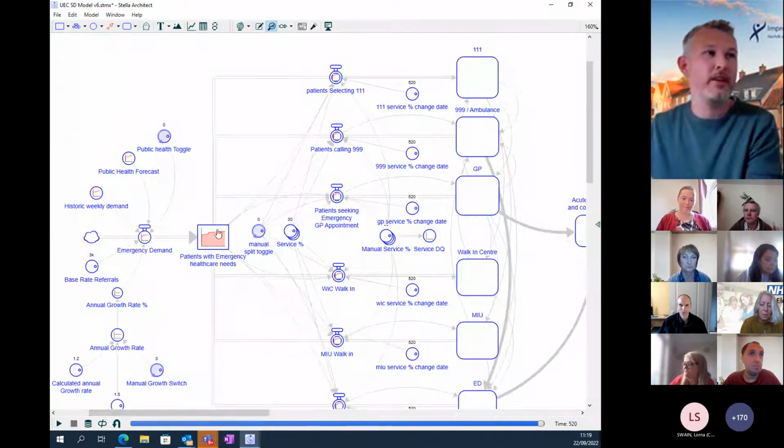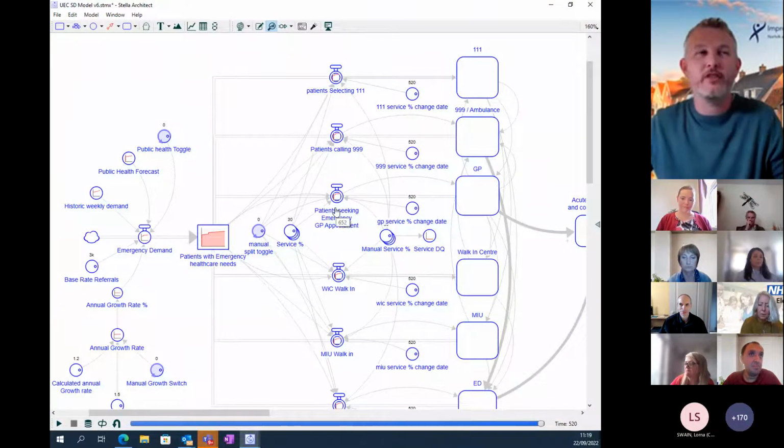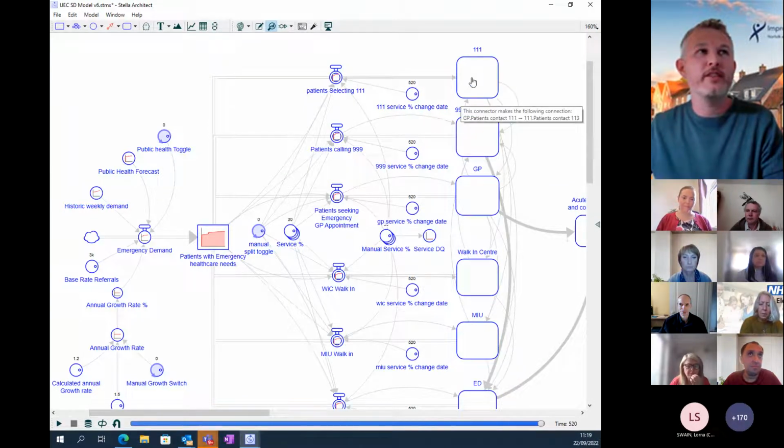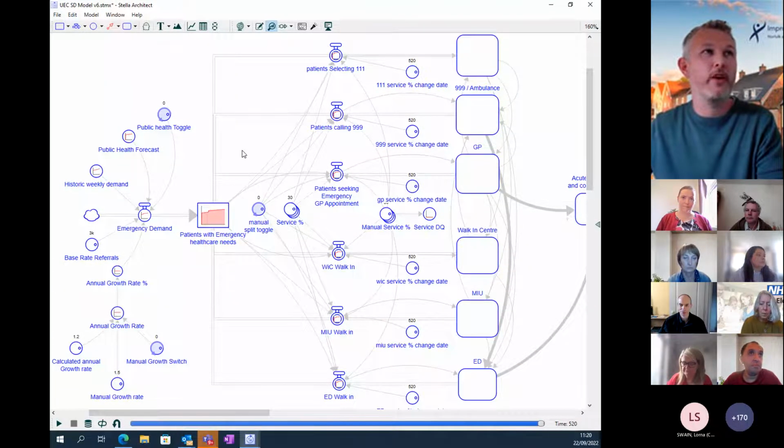When we've identified these people who are going to need emergency healthcare, we've said that there's about 6 main routes they're going to go through. Now, there are a few additionals that we could consider, such as pharmacy. But in the main, we've looked at patients going to 111, phoning 999, going to their GP for an urgent appointment, the walk-in centre, a minor injury unit or ED. So we can see here that patients flow through to each of those.